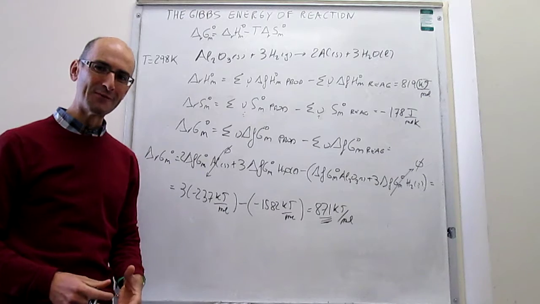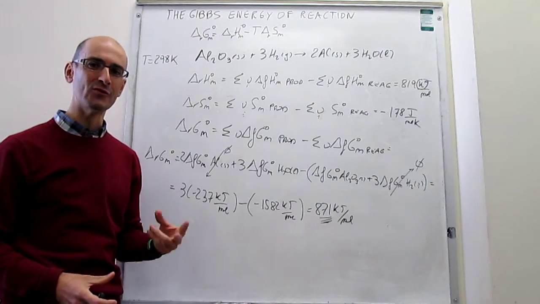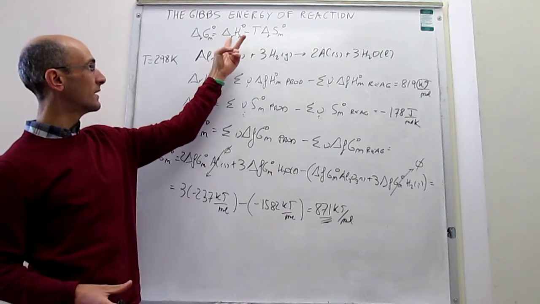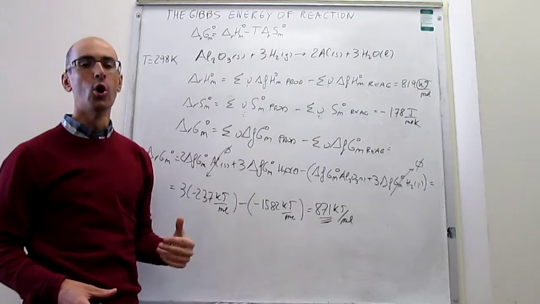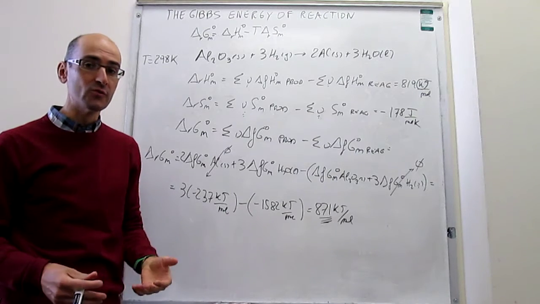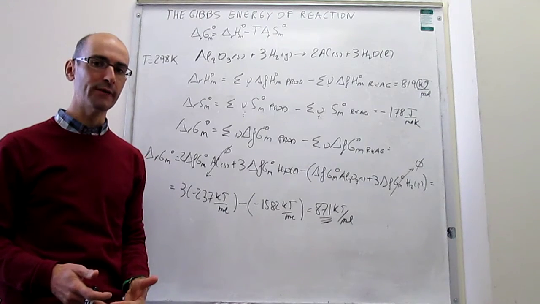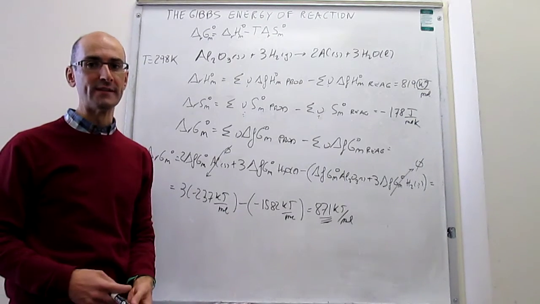All right, so in this video we have seen how to calculate the Gibbs energy of a reaction. There are two pathways. You either take the enthalpy and the entropy and combine them in this fashion, or you use the Gibbs energies of formation, which is a little easier and requires fewer calculations, but they both provide the same number.